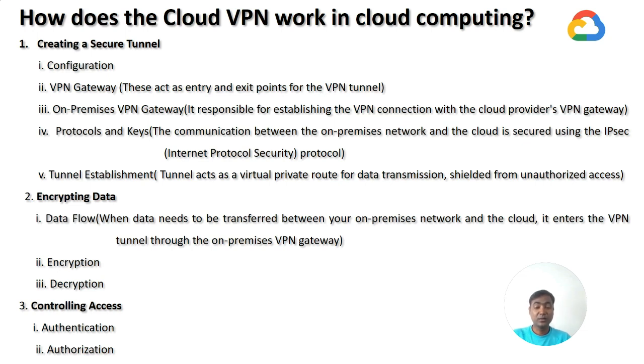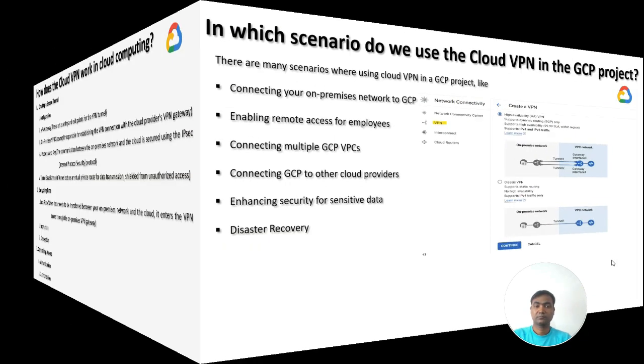Authorization means that once authenticated, users only have access to specific resources based on their assigned permissions. This level of control further strengthens security and prevents unauthorized access to sensitive data or applications. Now, I hope you understand how Cloud VPN works in cloud computing.